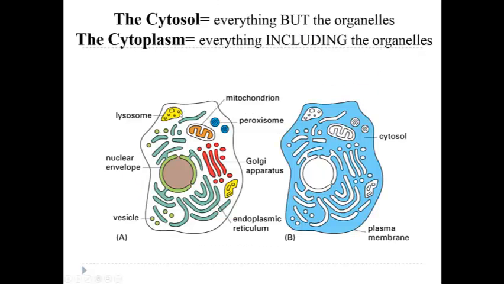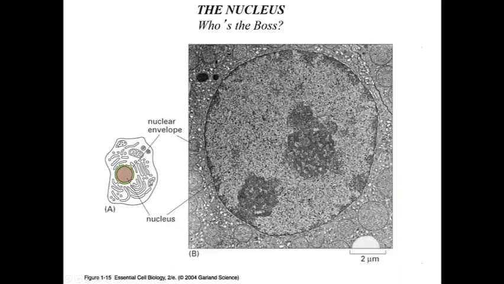Okay, so a eukaryotic cell is bound by a plasma membrane. It's a lipid bilayer. That plasma membrane contains the cytoplasm, which is everything including the organelles. The liquid portion that these organelles float around in and are suspended in is called the cytosol. So that's everything but the organelles. So what's in the cytoplasm? In this liquid portion of the cell called the cytosol.